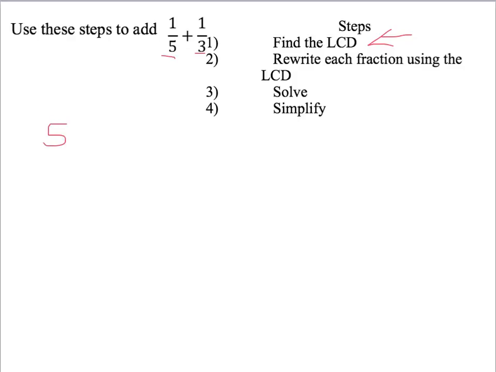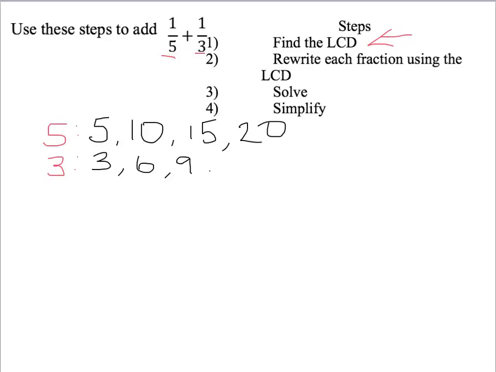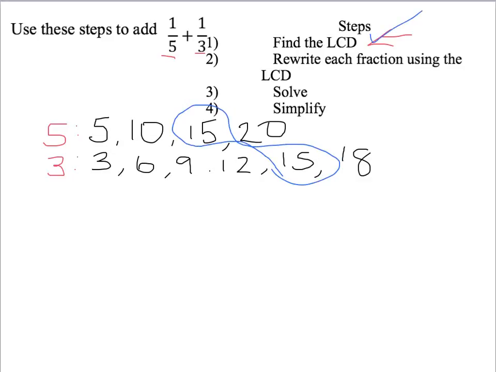Let's start by writing out all the multiples of 5 and 3. The multiples of 5 are 5, 10, 15, and 20. Now let's stop there. The multiples of 3 are 3, 6, 9, 12, 15, 18. Now we're going to stop because I see that they have a lowest common multiple, a multiple in common. It's 15. Great, we've done our first step. Yay, we found the lowest common denominator. Our LCD equals 15.